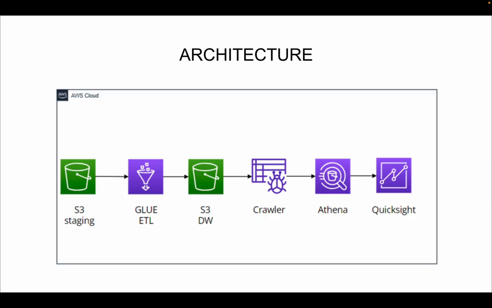The architecture of the project is shown here. The data will be present in our staging layer. Then we'll be using AWS Glue to build our ETL pipeline that will take data from the staging layer and transfer it into our data warehouse.